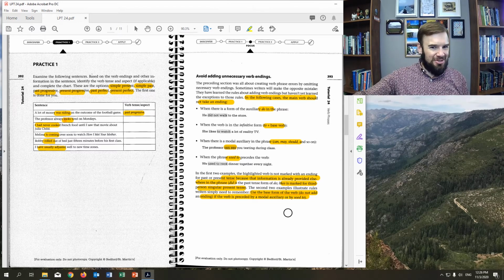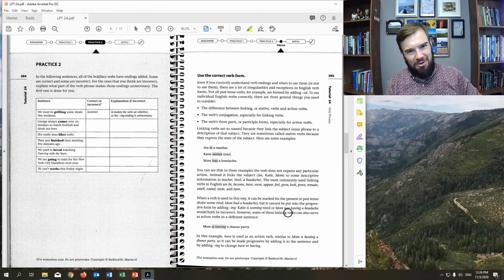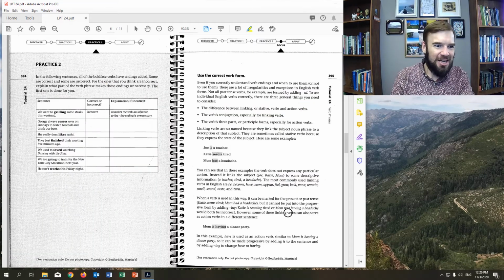That's why I use this book. In one paragraph, Professor Ferris lays it down for us, explains it. It's hard to do consistently and to use these rules perfectly, but she just explains it so well. So, practice 2 on 394 helps us practice some of these things.